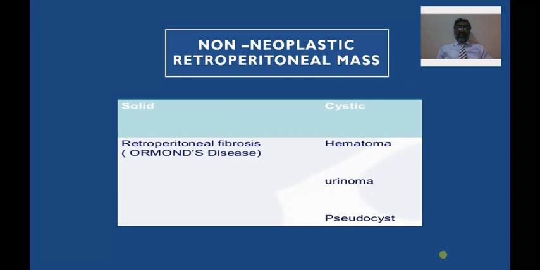But there are non-neoplastic retroperitoneal masses also, like solid or cystic. Solids are retroperitoneal fibrosis, which is called Ormond's disease. Cystic are hematoma, urinoma, and pseudocysts.